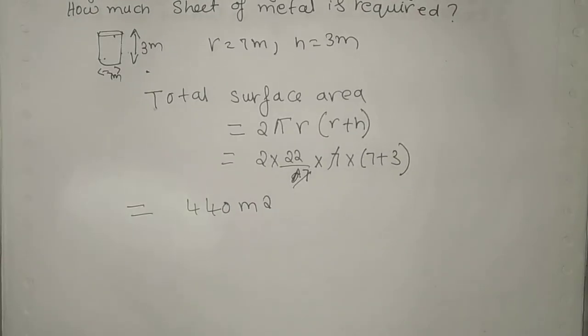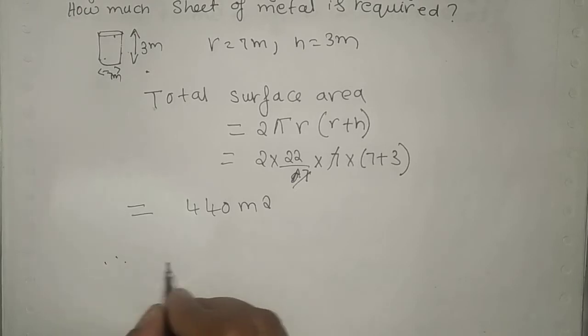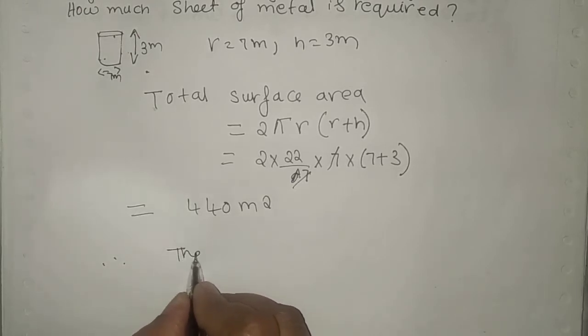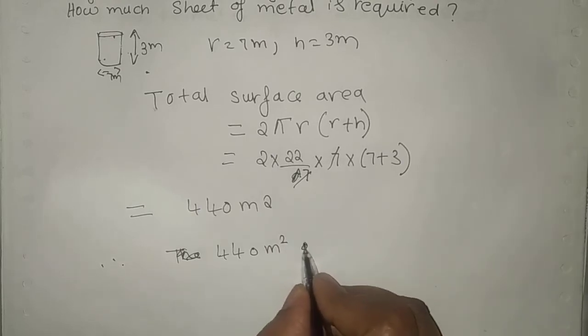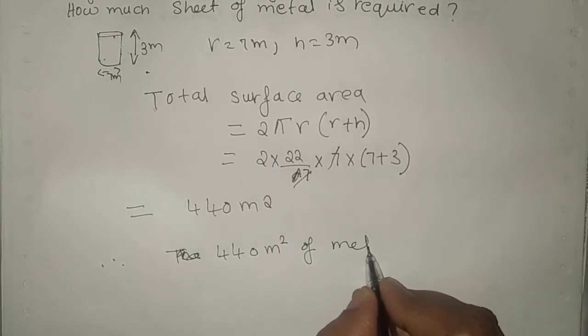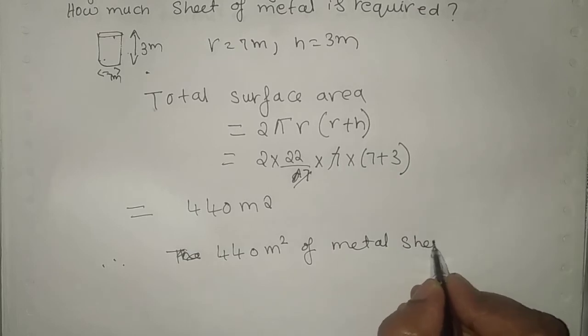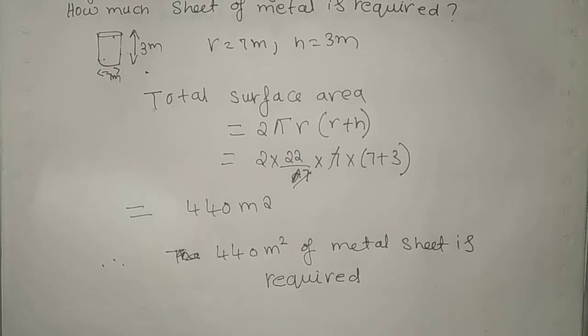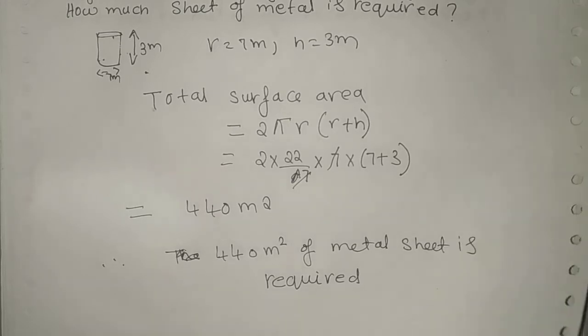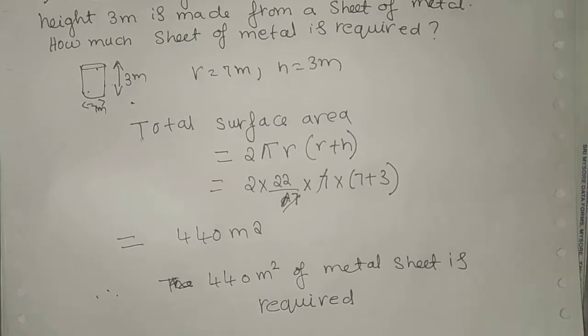So finally, therefore, the metal, that is 440 m square of metal sheet is required. This is the solution. So how many metal sheet is required? That is 440 m square sheet, that is metal sheet is required. So this is the 7th question. We'll move on to the 8th one.